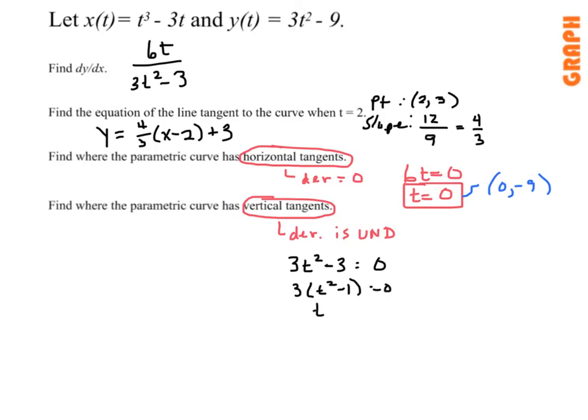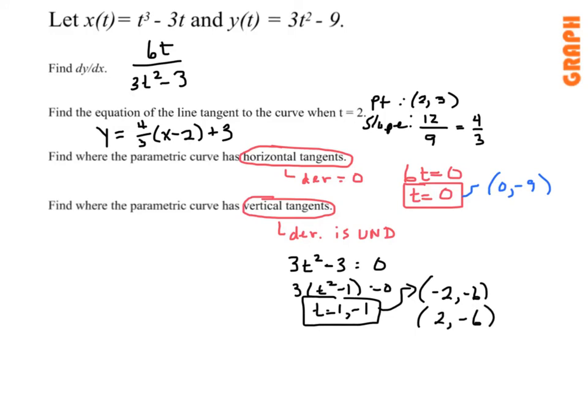So I would say 1 and negative 1. And again, it's kind of dependent on what you're being asked to do. I would want these as actual coordinates. So if I plug in 1, 1 minus 3 is negative 2. 3 minus 9 is negative 6. If I plug in negative 1, I get negative 1 plus 3, so 2 and negative 6.